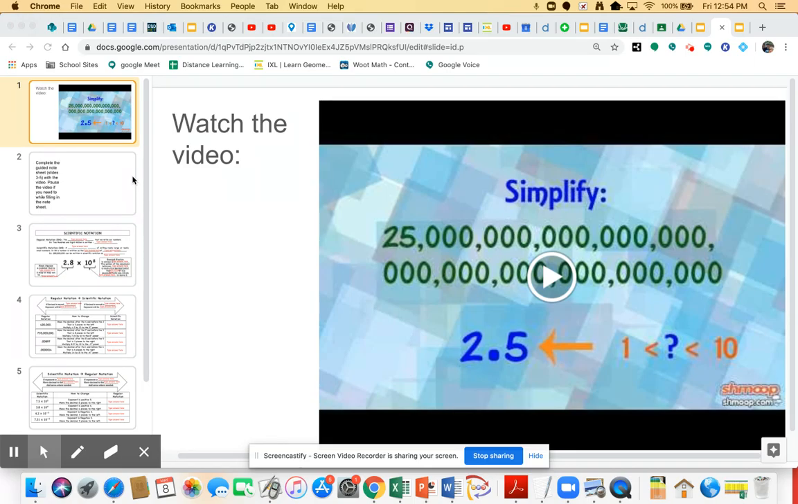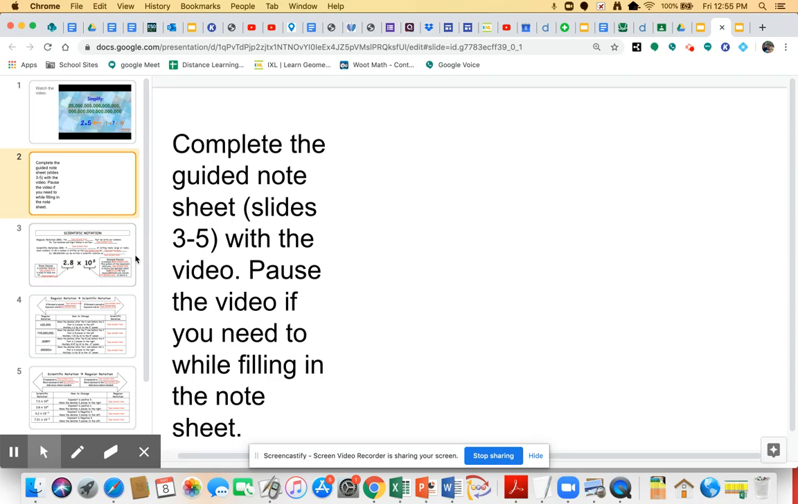For Monday's work, the first thing I'm asking you to do is to watch this short video on scientific notation. The second slide is where you'll actually see the video that I'm recording right now. Remind yourself that you'll want to pause it as needed to fill in the guided notes sheet. Pause it if you need to, then go in and fill in some things, and then go back and click it to keep watching, or watch a little bit of it and then try to see what you can remember.